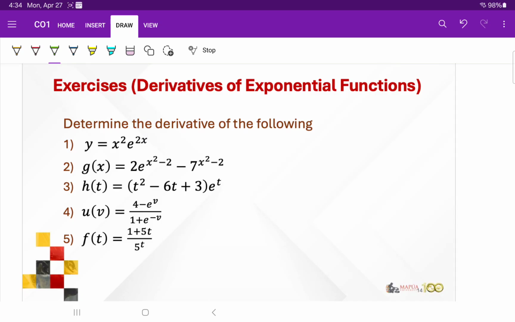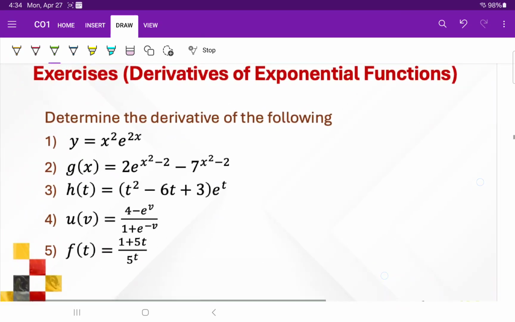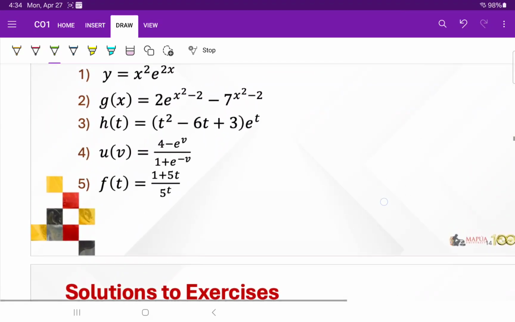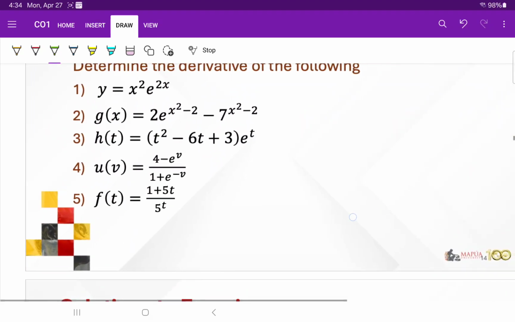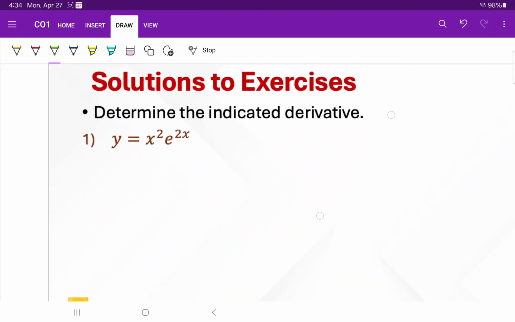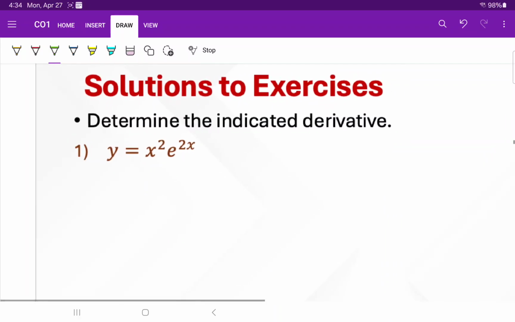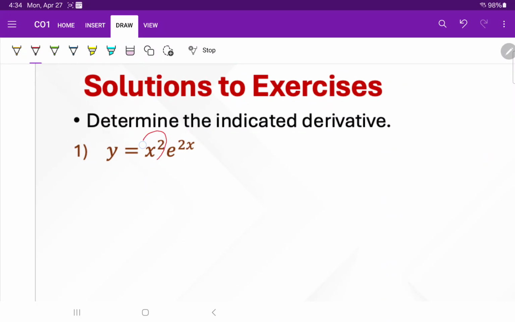Okay, there are other examples here. So, let's do these exercises. The first one is x squared e to the 2x. So, how will you solve for the derivative of this one? What do we do? Again, what's the first formula that we use here? We have to have this be your u and this as v.